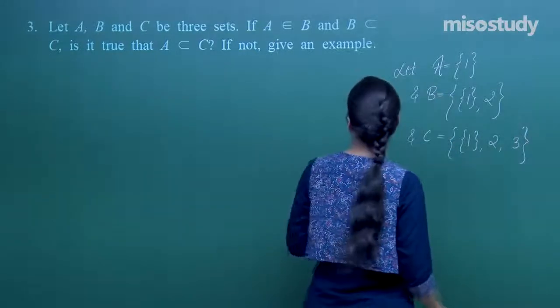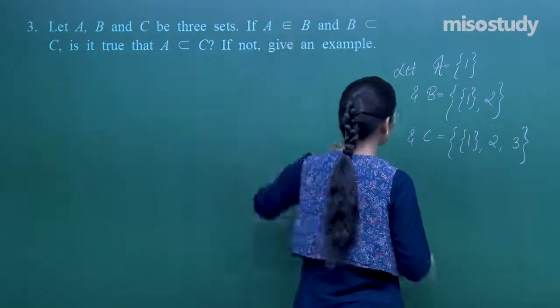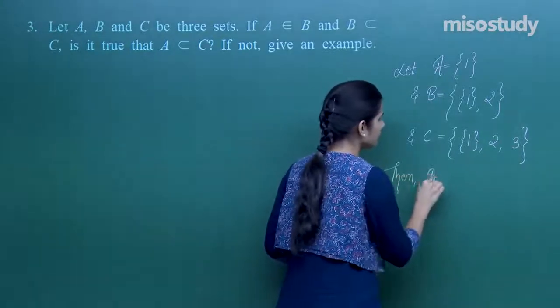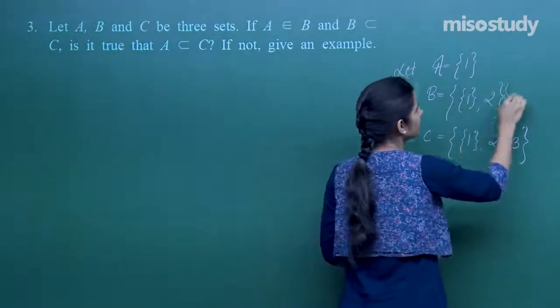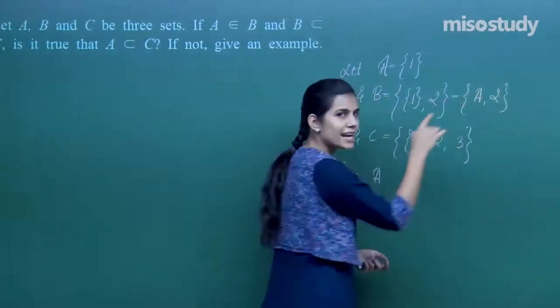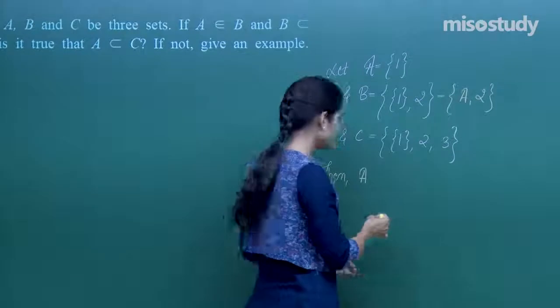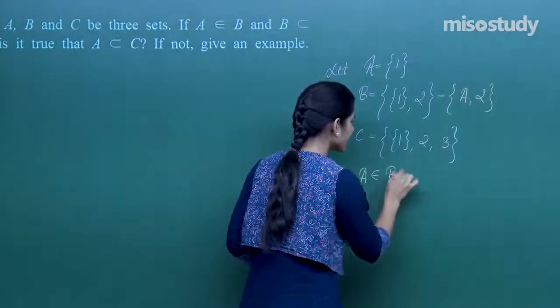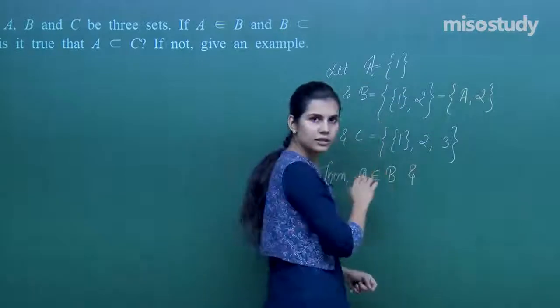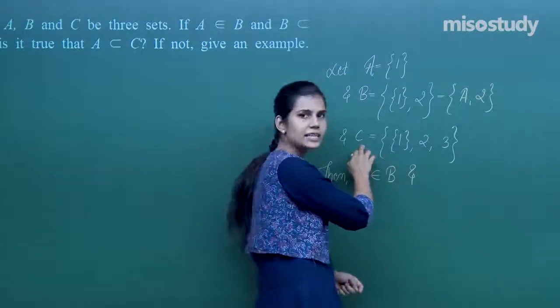In this situation, can I say that A belongs to B? Then, this is A, because I can write B as A comma 2. So A actually is sitting as an element in set B. So clearly A belongs to B. And is B contained in C as a set?